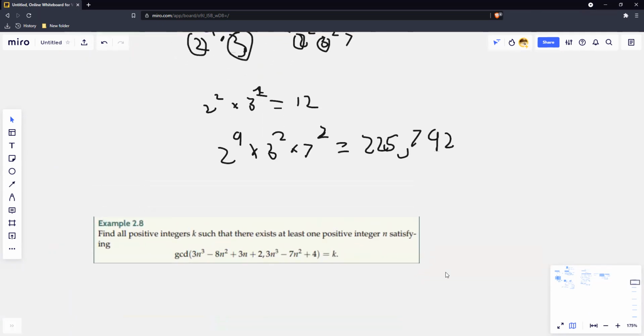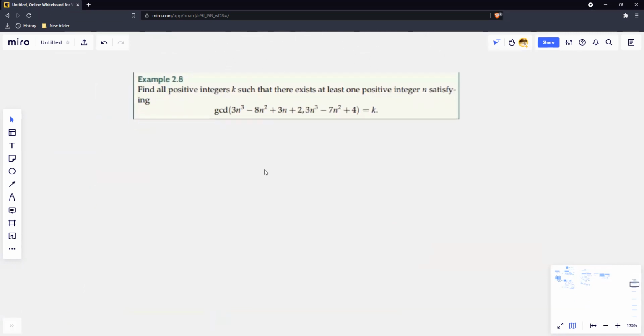Okay, this is a problem where we can use the Euclidean algorithm, and this requires polynomial factorization. So don't worry if you don't know that yet, we can walk through it. I think most of you can. Oh, it's cubic. I think you all know how to factor quadratics, but this is cubic. So find all positive integers k such that there exists at least one positive integer n satisfying GCD of this expression and this expression is equal to k.